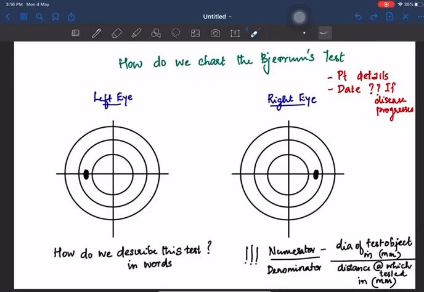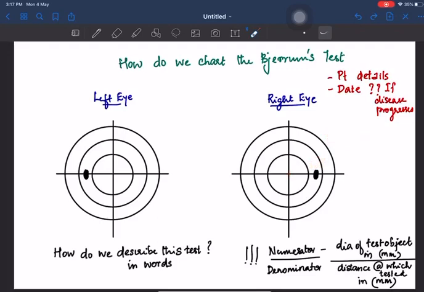Now, how do we chart the Bjerrum's test? It is very important to make a note of the patient details and the date on which the test is done. This can be useful for identifying disease progression. Now, how do we draw the data we got from the Bjerrum's test? This is how we draw the fields. While drawing, we draw only 3 concentric circles corresponding to 10 degrees, 20 degrees and 30 degrees. As we said earlier, the blind spot is located 15 degrees temporal to the point of fixation.